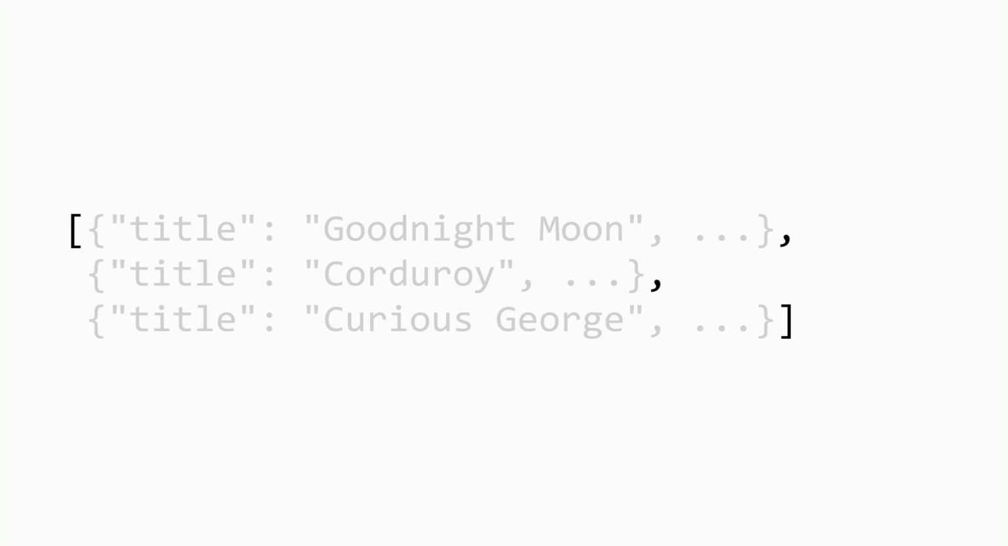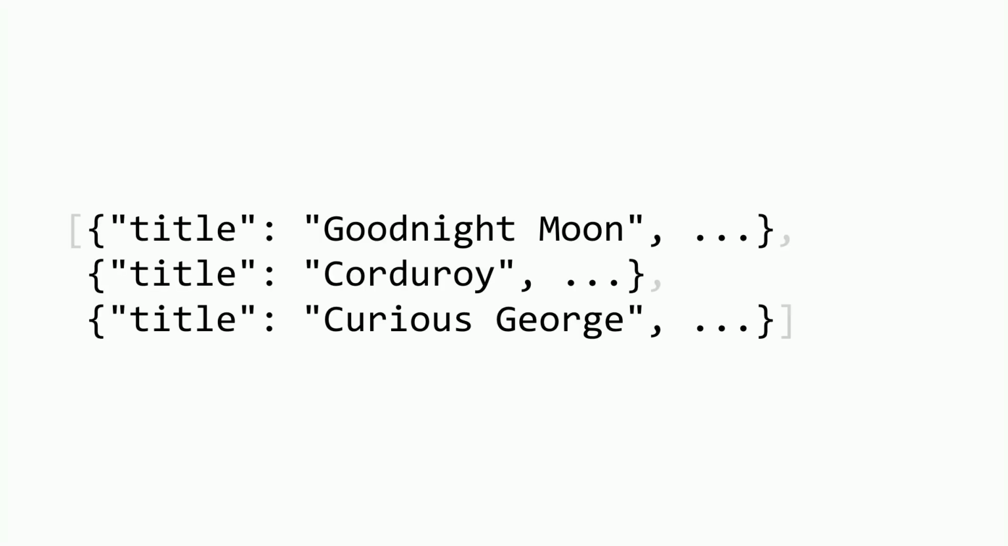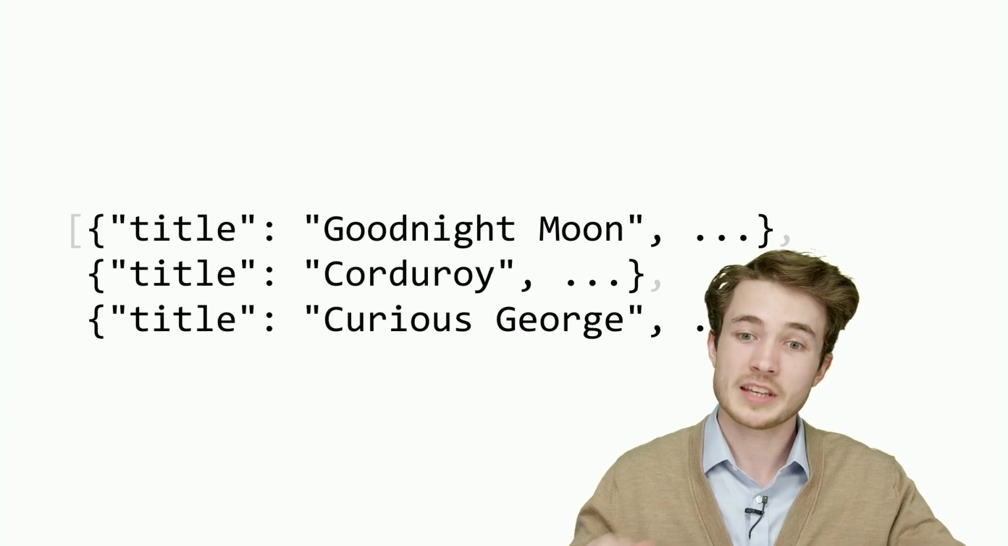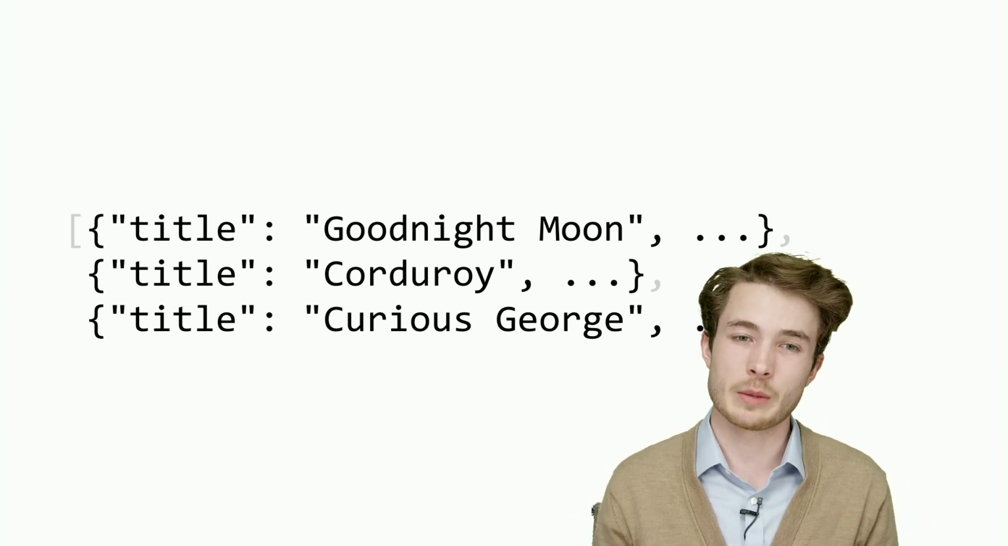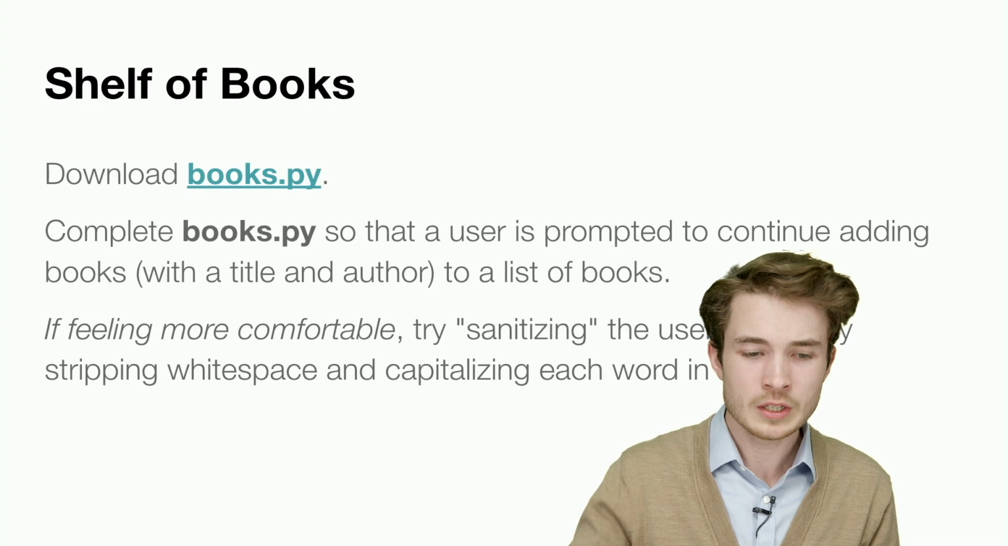But inside of this list, instead of individual strings, for example, as we saw earlier, we now have full dictionaries. We have this dictionary for Goodnight Moon, this dictionary for Corduroy, and this dictionary for Curious George. So this is helpful for us because we can represent all kinds of different things using dictionaries, but make sure we have multiple of them by keeping a list of these very same dictionaries. So let's get some practice here.